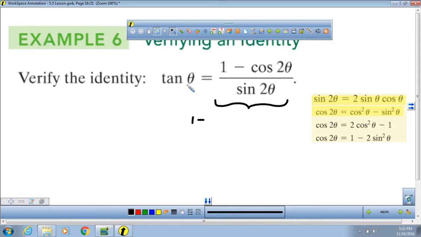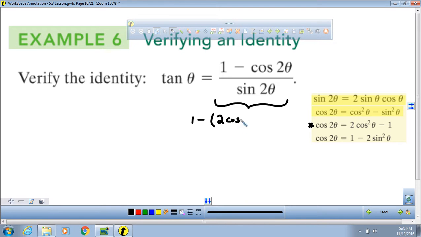I don't know if you would like to try to write them using 2 cosine squared theta minus 1, 1 minus 2 sine squared theta, or cosine squared theta minus sine squared theta. Let's try whichever one, and I will tell you that either one you use is going to give you an answer. You will come up with the answer no matter which one you use. Okay? So let's pick one. I am going to pick, let's say, the middle one.